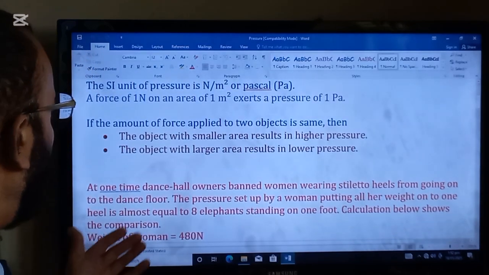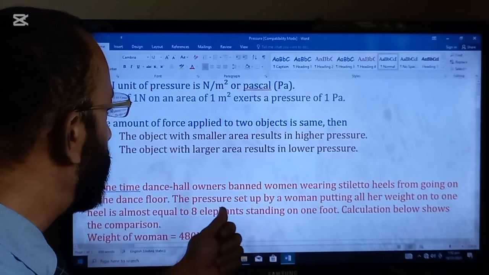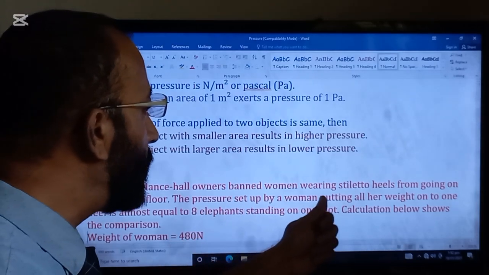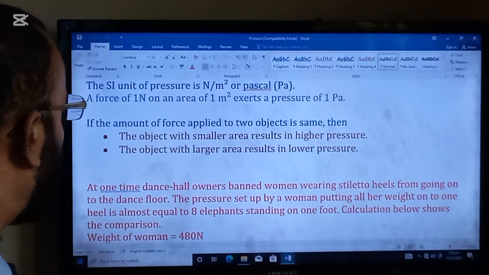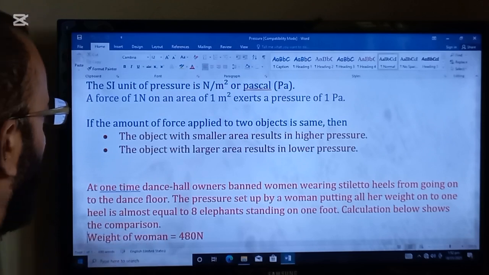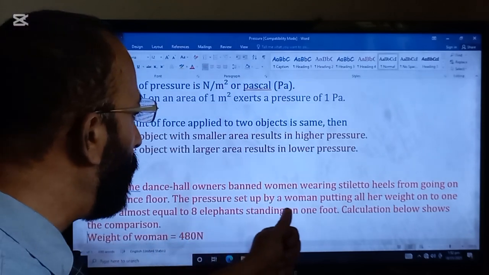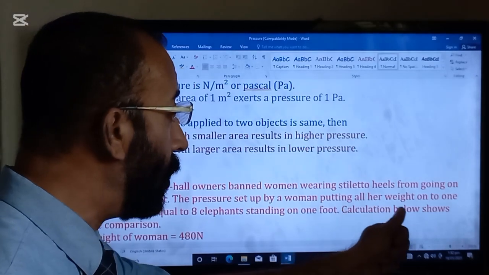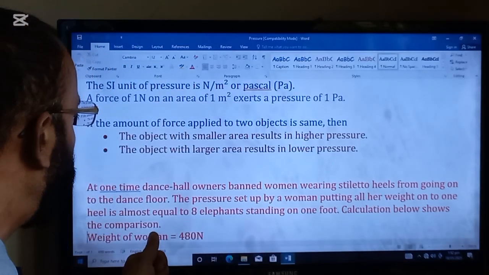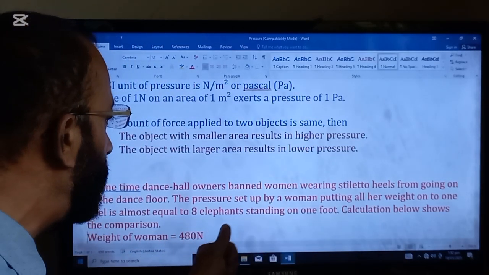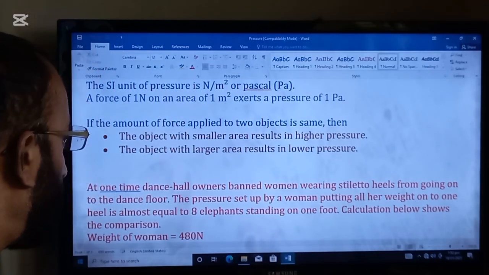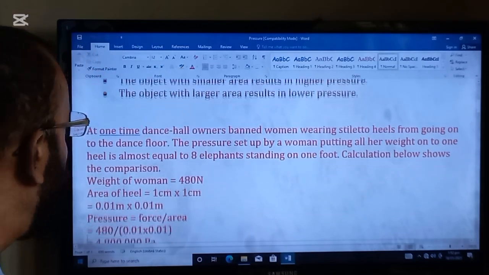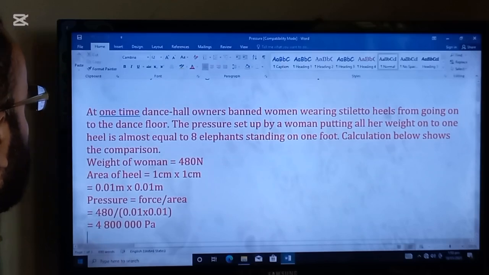At one time, dance hall owners banned women wearing stiletto heels from going on the dance floor. The pressure set up by a woman putting all her weight onto one heel is almost equal to 8 elephants standing on 1 foot. Calculation below shows the comparisons.